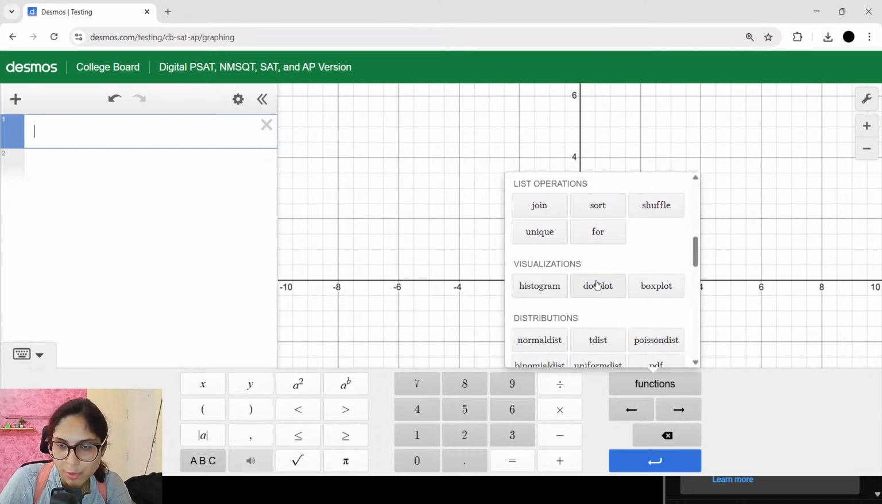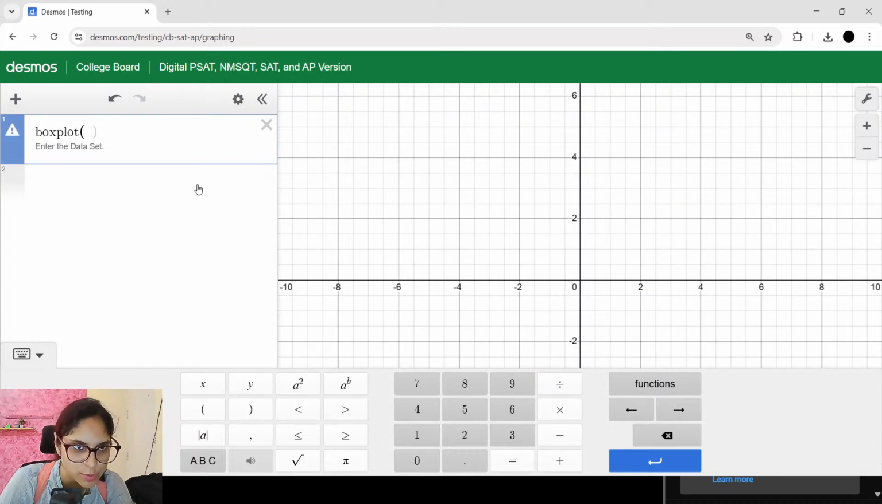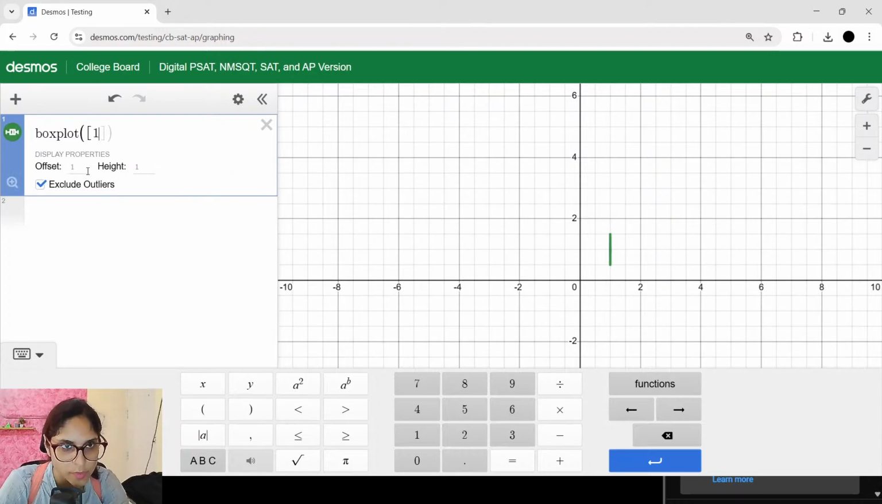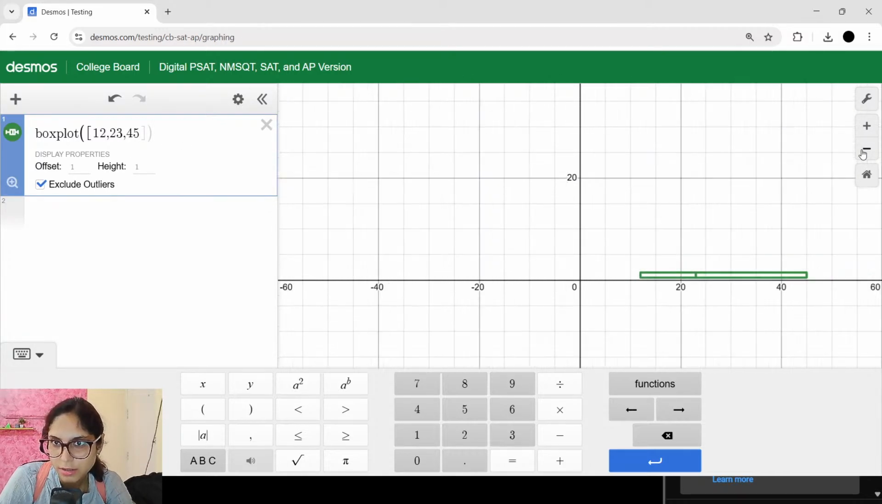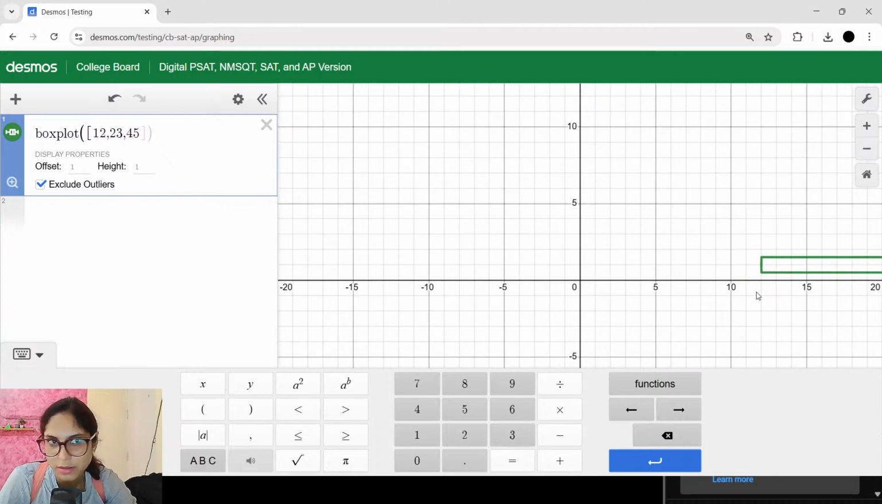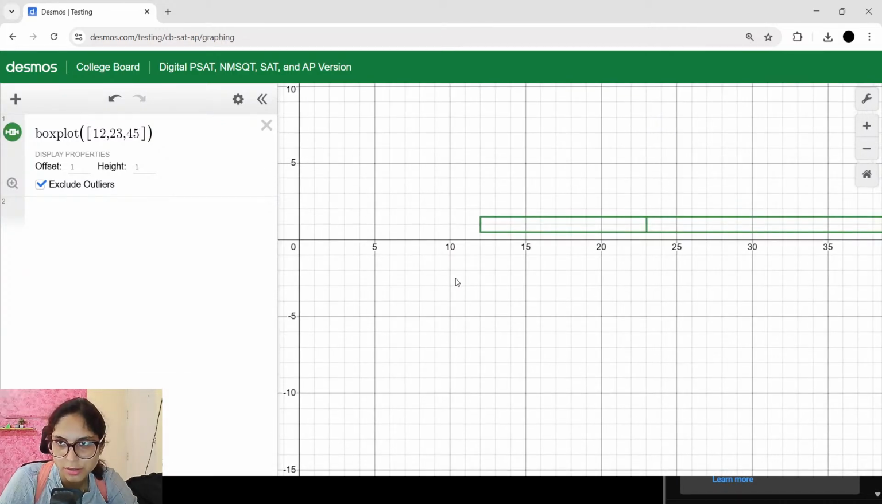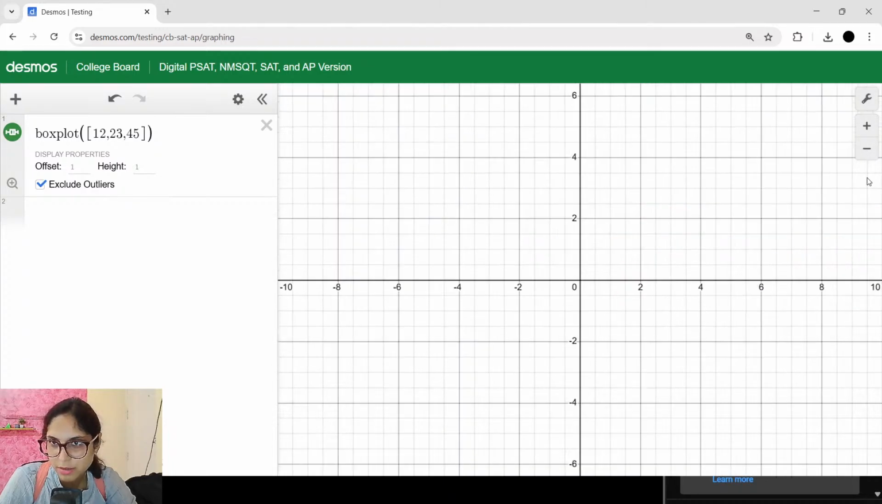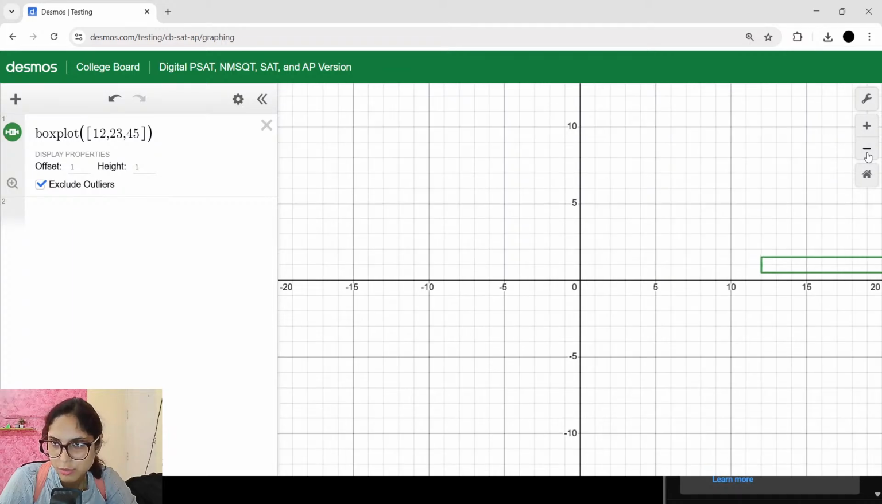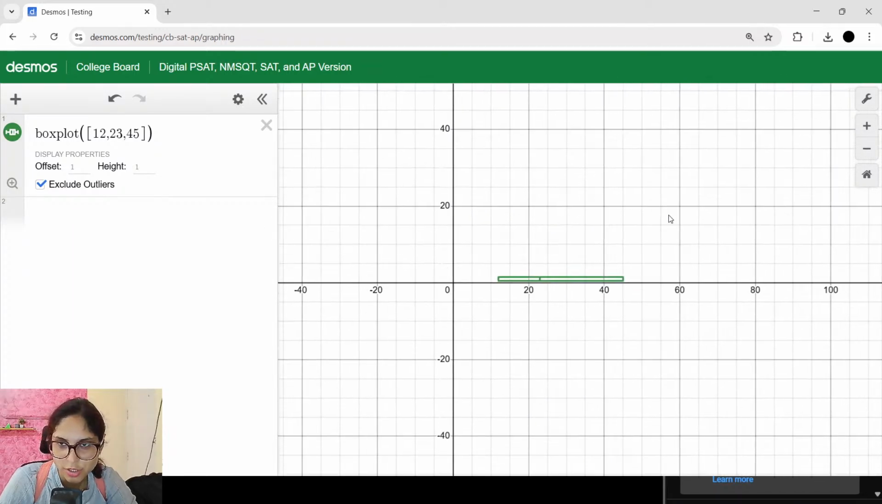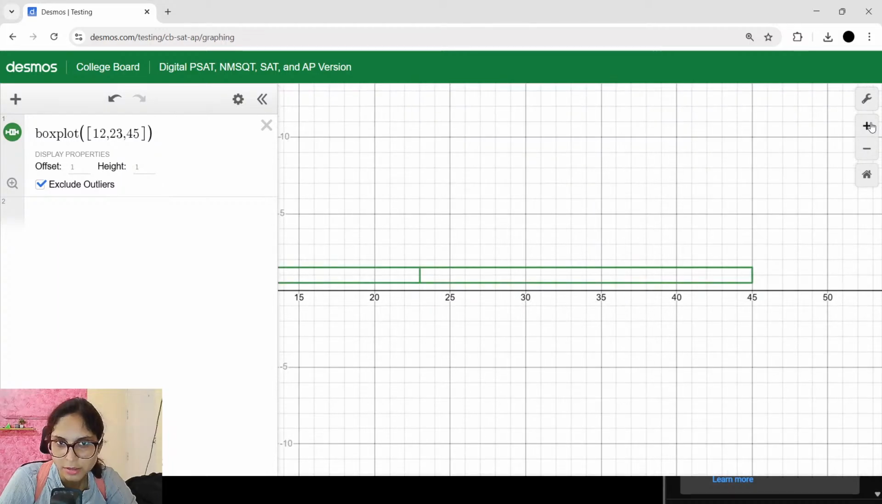Visualizations, you can visualize your histogram, dot plot, box plot. For example, if you want to write box plot, again, see over here, you have to write your values in square brackets again. So now if you will see, this is your box plot over here. And now to make use of the graph, you can zoom out, you can zoom in, and you can press default viewport. If you're not able to see it, zoom out, and then you can shift by dragging it, and then you can zoom in again.